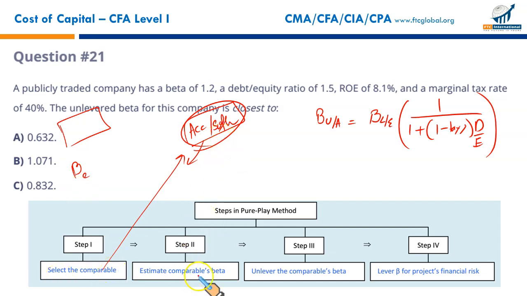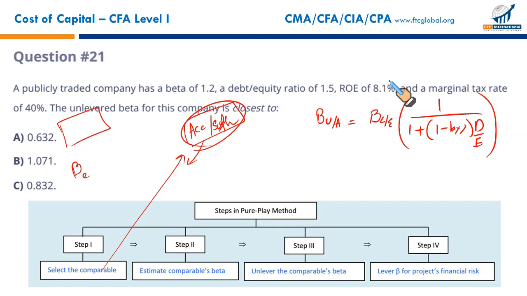The next step, estimate the comparable beta, which is given here. You need to unlever it using this formula, and then you can lever it again, keeping in your debt to equity ratio. So the first step is to unlever this beta, the closest competitor of the company that you have selected. The comparable beta would be most appropriate. So you will convert into unlevered comparable beta, and then you will convert the unlevered beta into your levered beta using your own specific debt to equity ratio. This is just an introduction. There are multiple questions of this type and I will explain the idea.